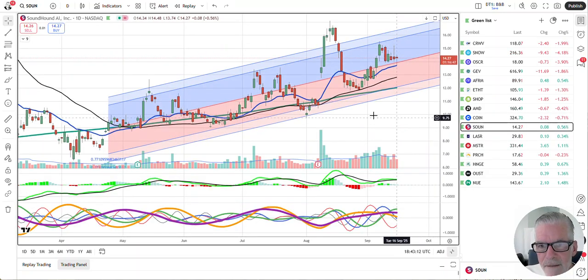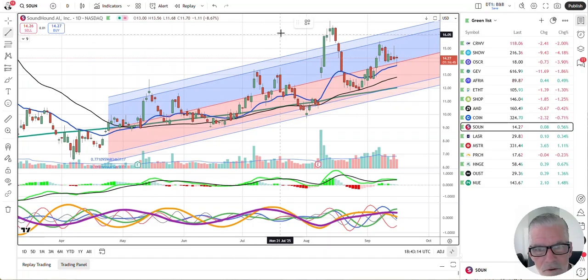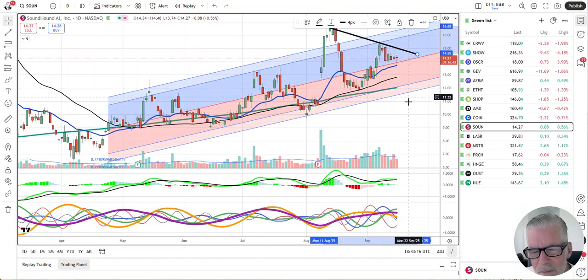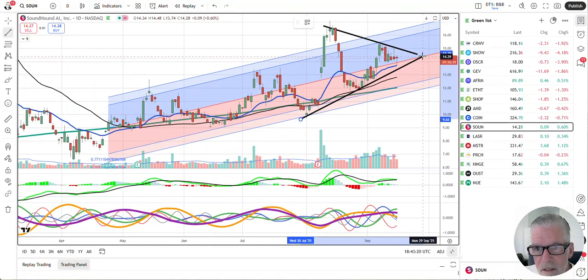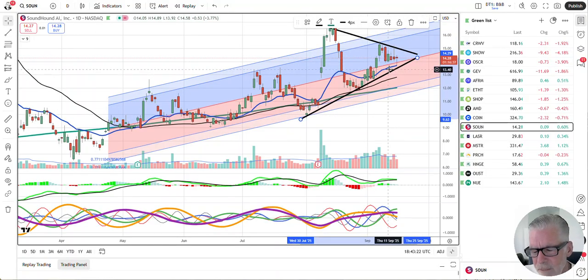SOUN is forming a setup. I wouldn't say it's ready to go just yet, but it's close. And I like the fact that it's holding above the 21 period moving average. It's coiling just underneath that resistance trend line. I would rather see a little more upside, a little good volume like we saw back here, a nice green candle like that one right there, or that one would be a good entry in my opinion.